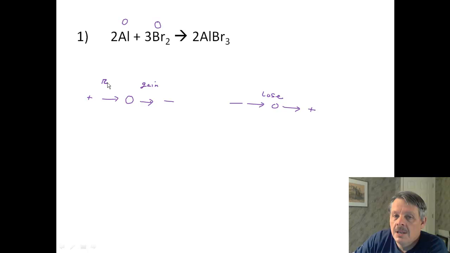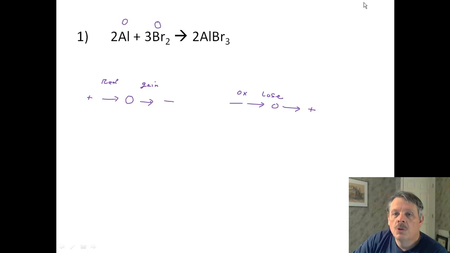So if I'm gaining, that's reduction. Reduction is the gain of electrons, and oxidation is the loss of electrons. I'm not going to say that every time, but you need to know it. If you haven't written that down, go ahead and write that down.